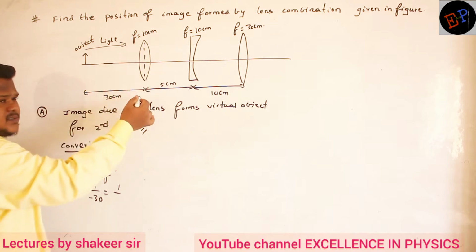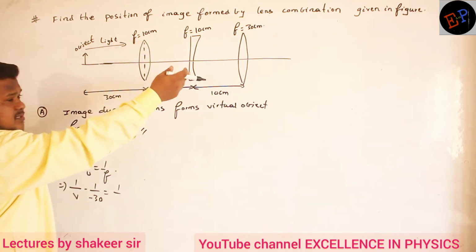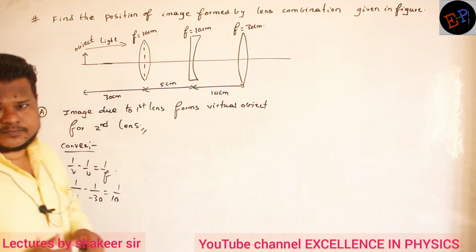This is what kind of lens? Convex lens. For a convex lens, the focal length will be on the other side. So the focal length will be positive. Okay.